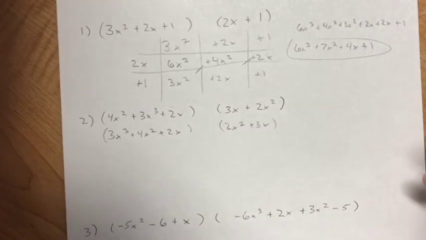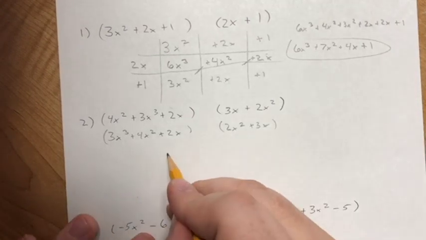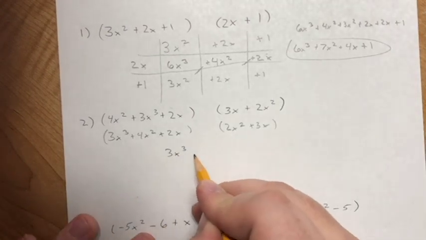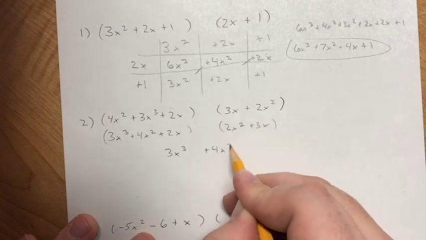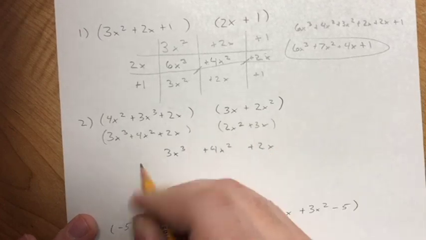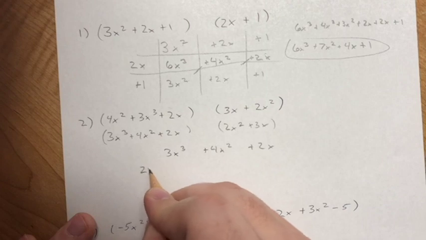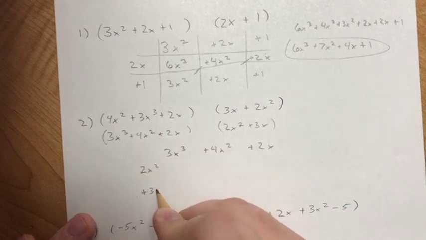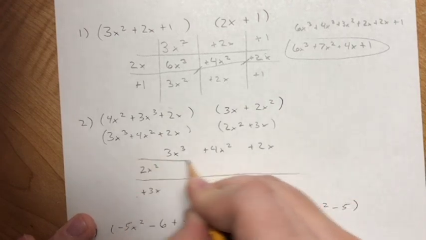Now that we've written them both in standard form, why don't we go ahead and do our table method. 3x to the third power plus 4x squared plus 2x. And then on my side, I'm going to go 2x squared plus 3x. I'll complete my table here.